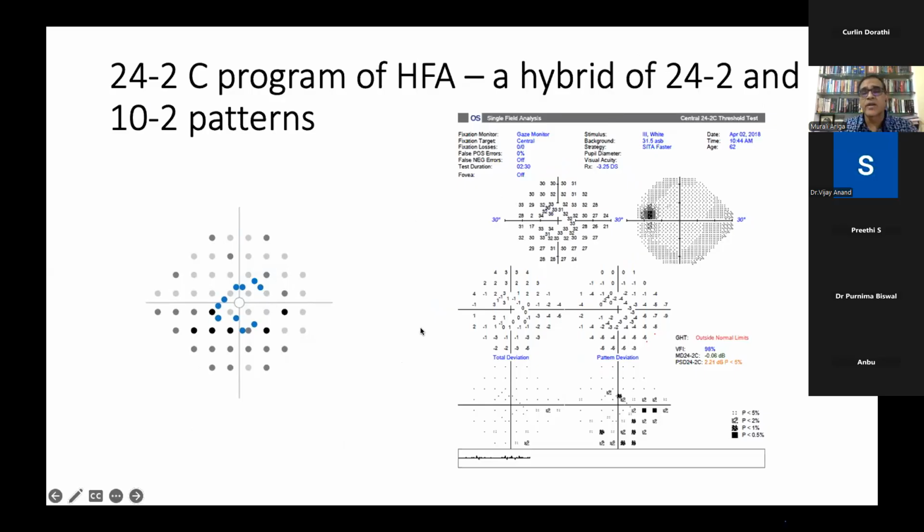However, we don't really find that it's giving that much extra information, but it's useful when you find a little nerve fiber defect and a notch in the rim, and the 24-2 or 30-2 is completely normal. Then you can look at this 24-2C, which is a faster program. Or ideally, you can even go and do the 10-2, which gives you a little more information about the central visual field.